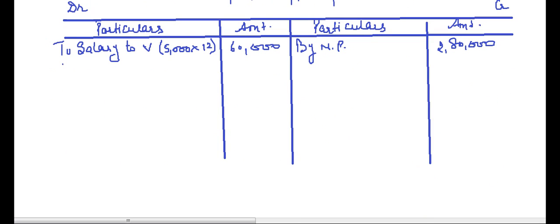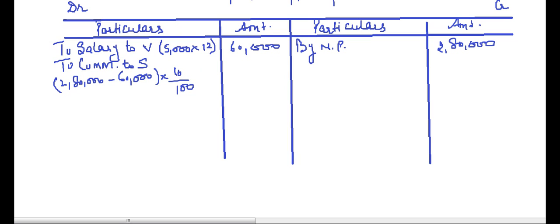Now what will be the commission to S? It will be 2,80,000 minus 60,000 into 10%. 2,80,000 minus 60,000 is 2,20,000, 10% is 22,000. Okay. So anything else left? Nothing. We are left with some profits to be distributed among partners.